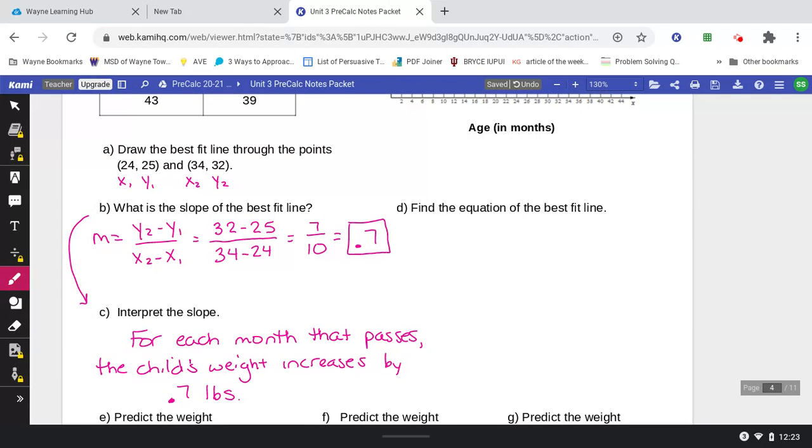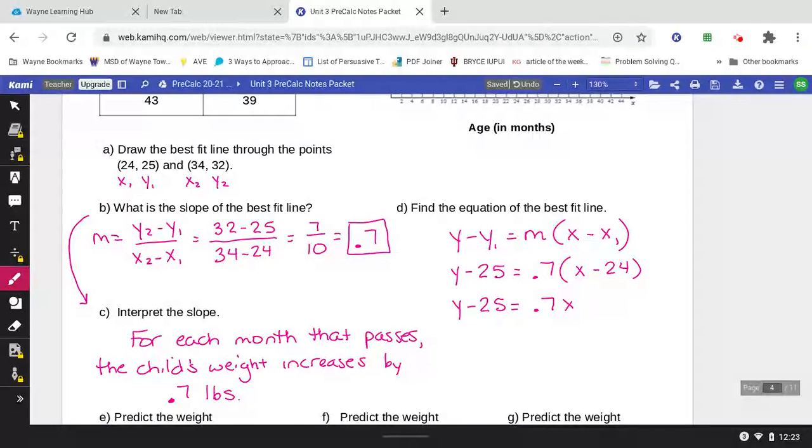We'll go ahead and find the equation of that. y minus y1 equals m times x minus x1. We have a decimal here for the slope, so we're probably going to end up with some decimals in our answer. That's fine. y minus 25 equals 0.7 times x minus 24. You'll need to distribute the 0.7. It's probably going to require a calculator.